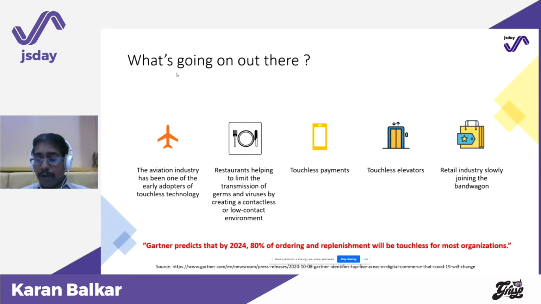A quick fact for you here is that Gartner, a famous research organization, predicts that by 2024, 80% of ordering and replenishment will be touchless for most organizations. This is an interesting piece of research that Gartner has come out with, so I thought of sharing this as well. Going forward, I think a lot of things will be done in this space to make our lives much easier.